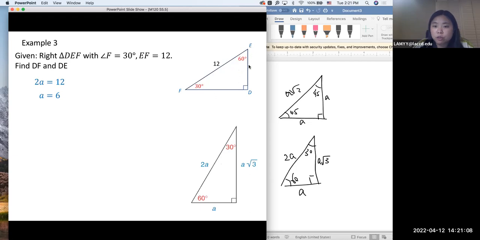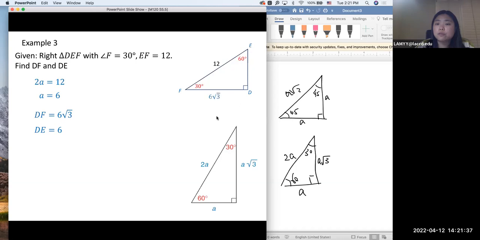So be careful, this is the 60 degree, okay? And this is 30. And this is 30 and this is 60. It's kind of like opposite angles in here. So your DF here is opposite to the 60. So it should be 6 square root 3 here. And then the DE here equal to 6. Okay, make sure you didn't mess up these two sides here.